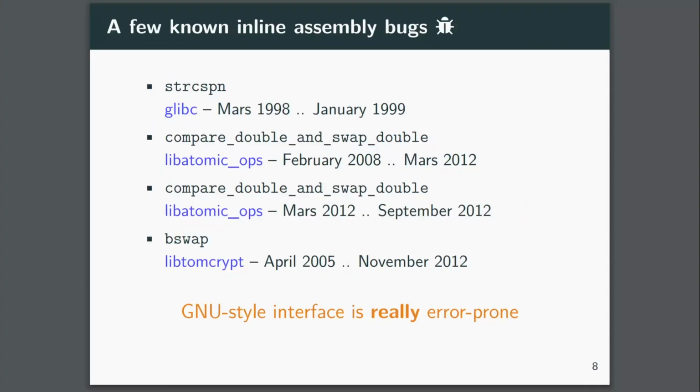Of course, this is an example. This was an example of segmentation fault, but we also found several examples of inline assembly bugs that come from a mismatch between the declared interface and the real behavior of the assembly.